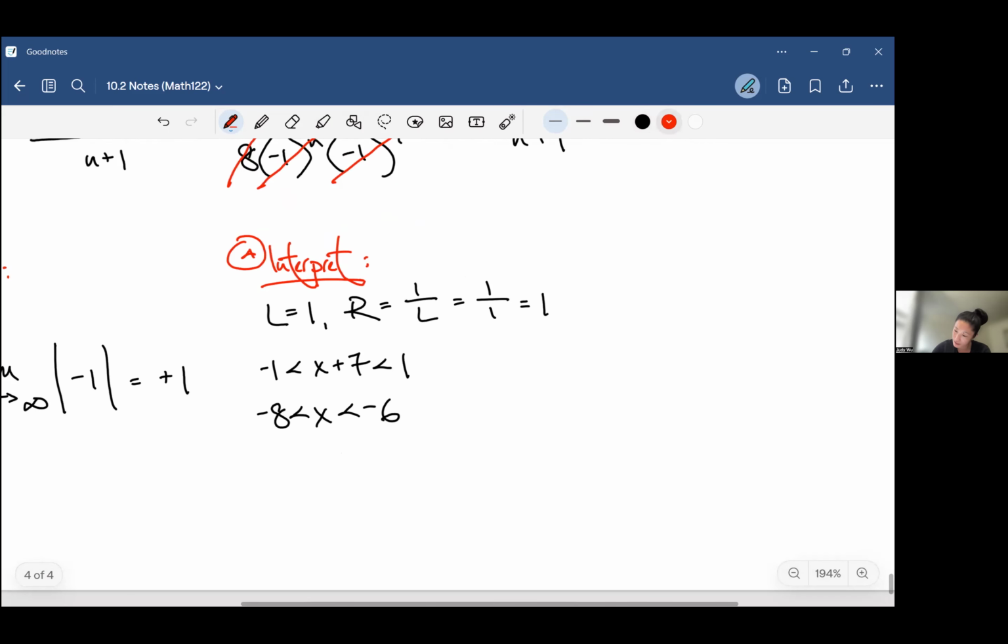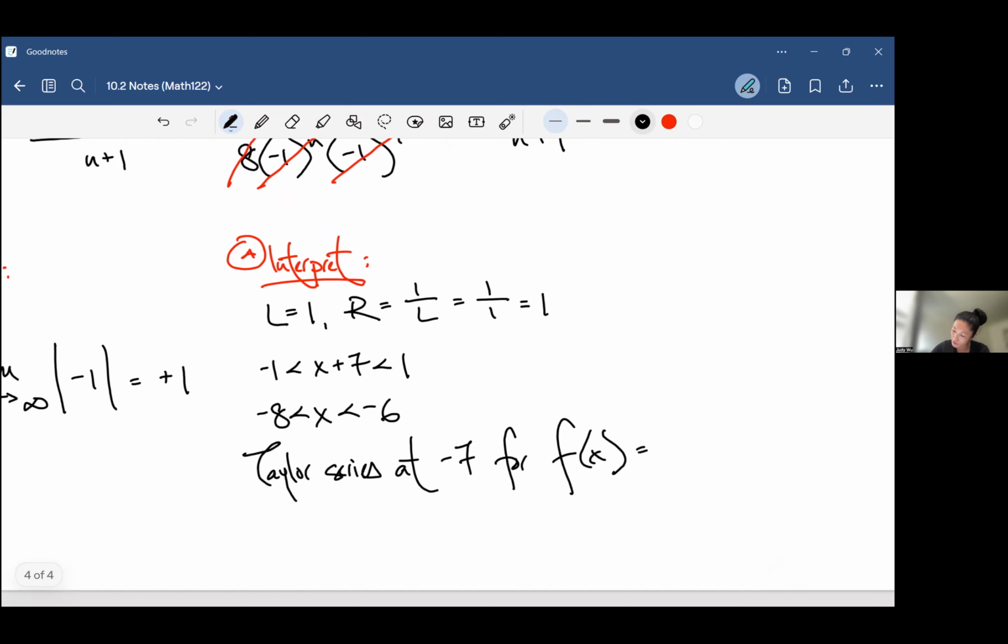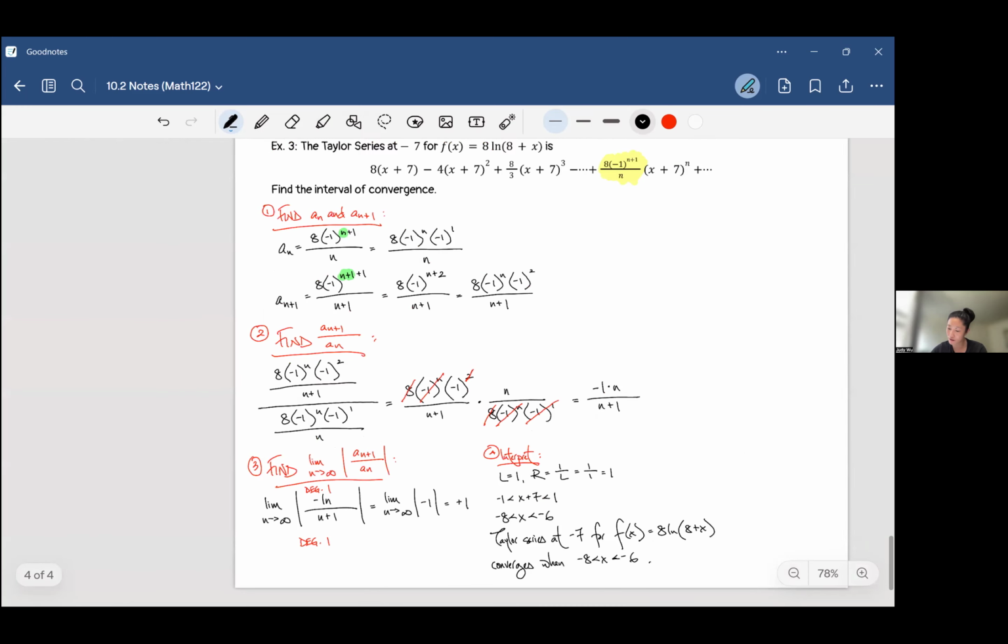And so what this means is that our Taylor series at negative 7 for this f of x equals 8 natural log of 8 plus x converges when x is between negative 8 and negative 6. And it's going to diverge everywhere else. Okay, so let me get this one all on one screen for you.